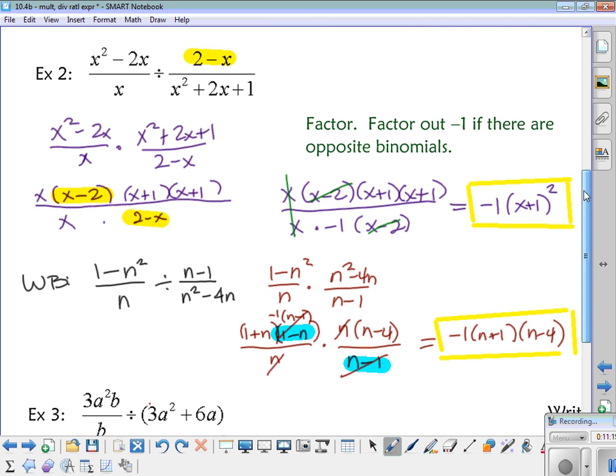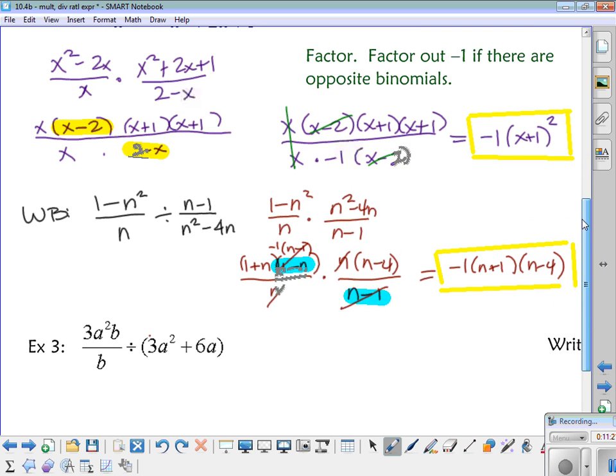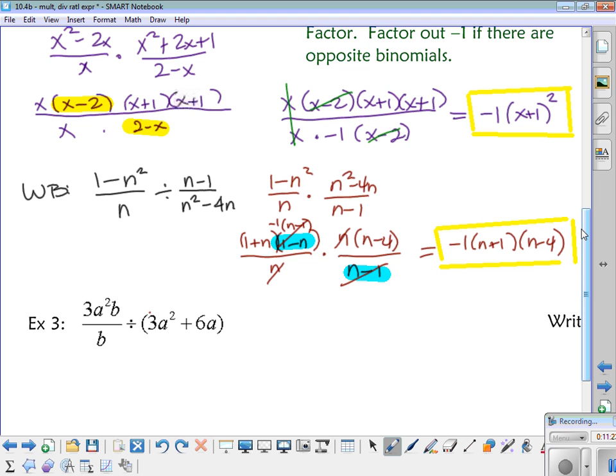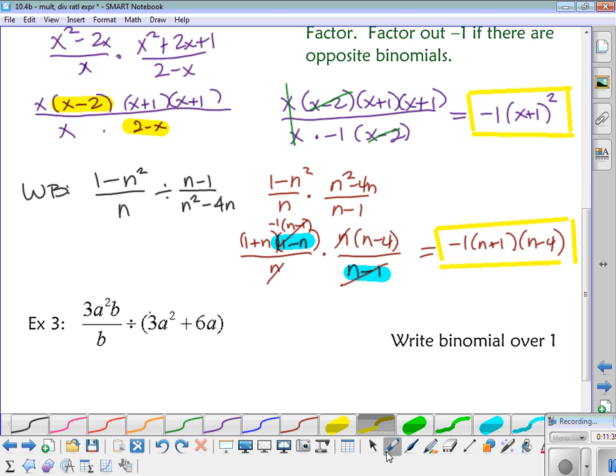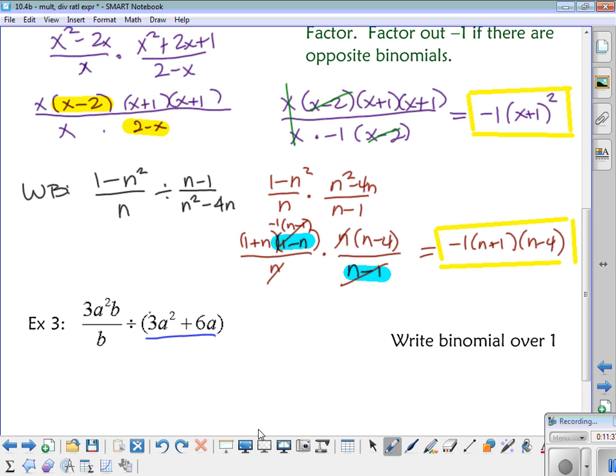All right, so when you guys were dividing by a whole number on your 5-a-days, remember how the first one was divided by 12? What did you do with that 12? You put it over 1. So you're going to do the same thing when you divide by a binomial. We're just going to put it over 1. And then we can flip it over.